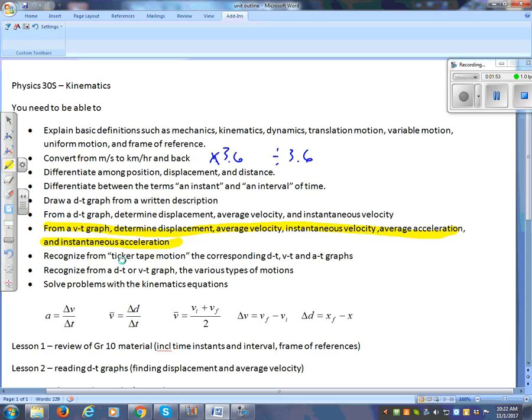Recognize some ticker tape motion of the corresponding DT, VT, and AT graphs. Remember when we did the little dots, and you had to draw them? And recognize from a DT or VT graph the various types of motion. So in other words, uniform motion, variable motion, or we also called them positive velocity, negative acceleration, stuff like that. Basically, those ticker tape, these two things sort of go together.